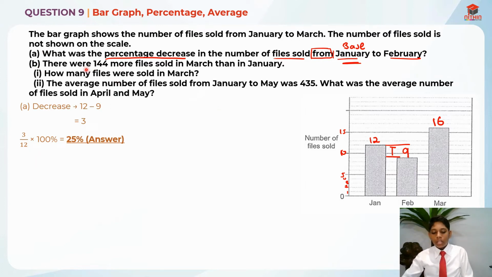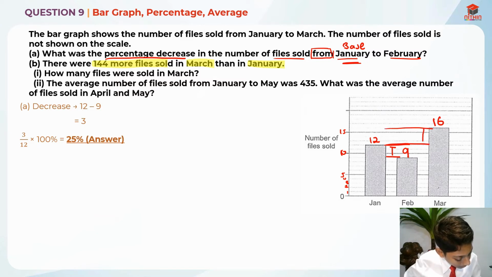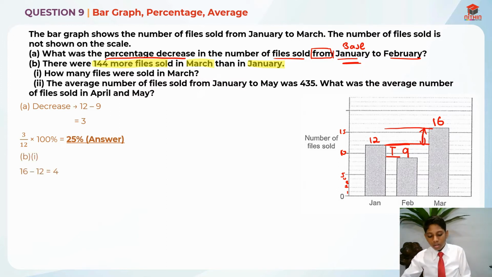Now for part B, there were 144 more files sold in March than in January. So this difference over here, between 12 and 16. See this difference? There's 4 units difference. So 16 minus 12 is 4 units, and this 4 units is actually 144, because that's the difference between March and January. Basically 1 unit is 144 divided by 4, which will give us 36.